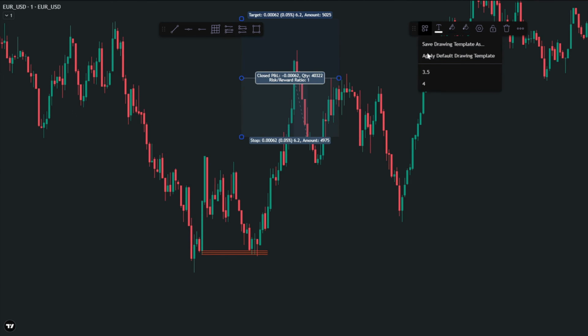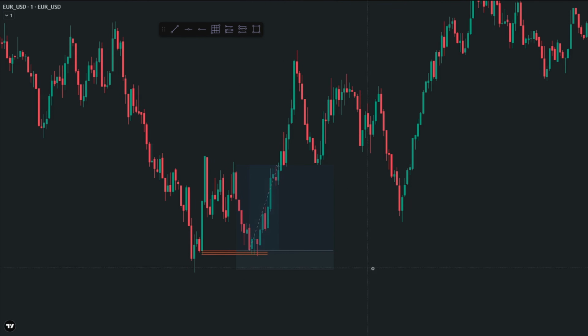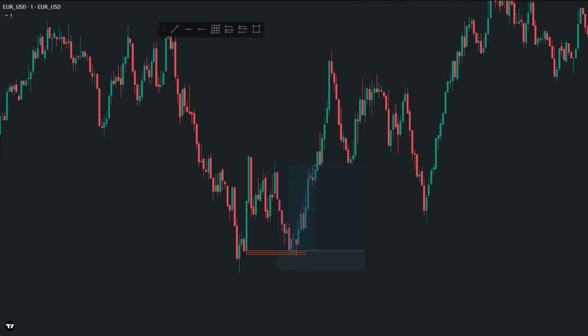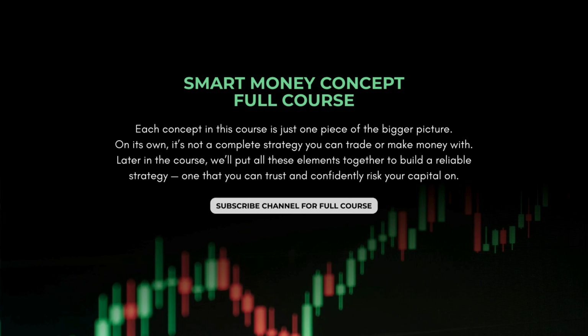By focusing on the shadow, we capture the exact point where smart money likely made its move, without including irrelevant space.